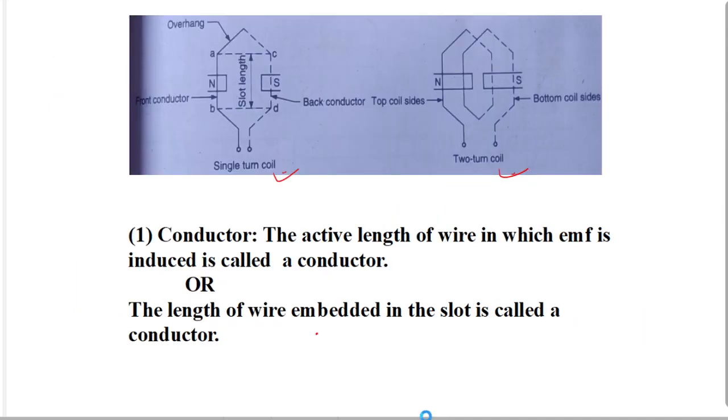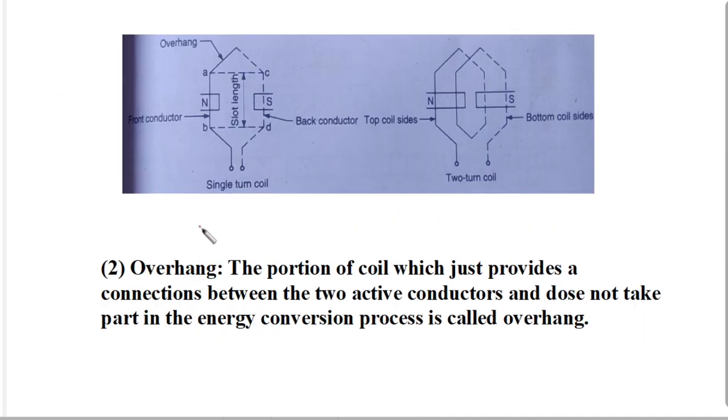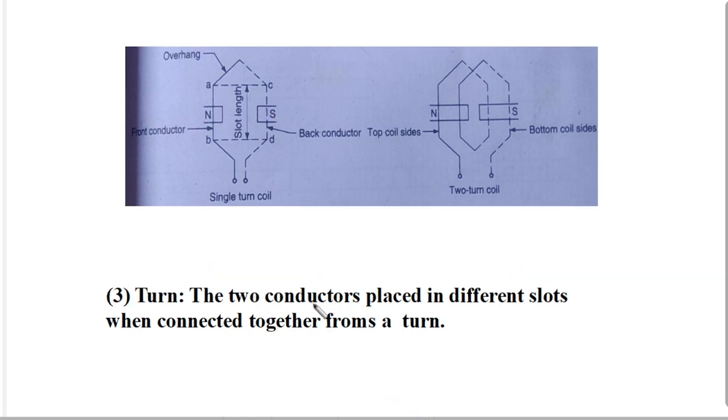Second term, overhang. The portion of the coil which just provides a connection between two active conductors and does not take part in the energy conversion process is called overhang. Here you can see the armature, and these two conductors are connected at the bottom. This terminal portion is called overhang, and there are two poles, N and S. That is called overhang.